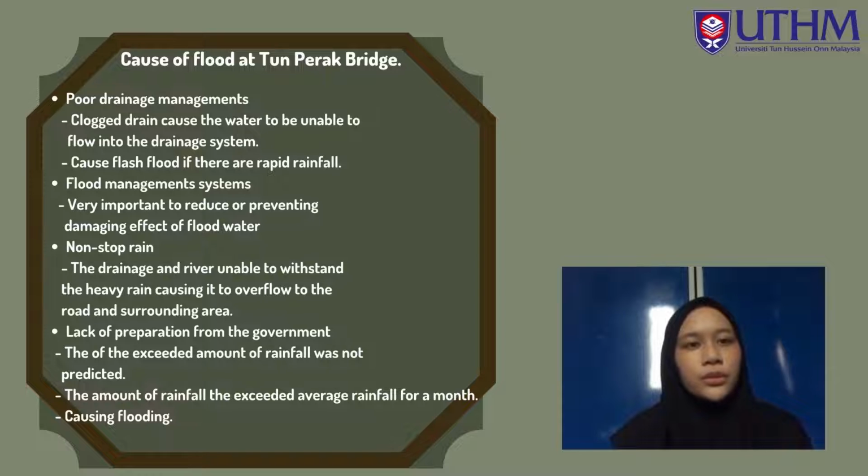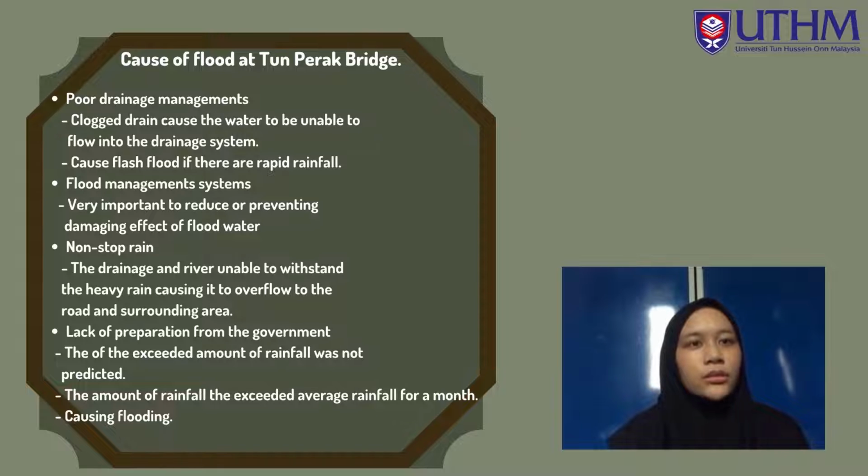First of all is poor drainage management. Clogged drain causes the water to be unable to flow into the drainage system. It causes flash flood when there is rapid rain. Second of all, flood management system. Flood management system is very important to reduce or prevent the damage of the flood water.